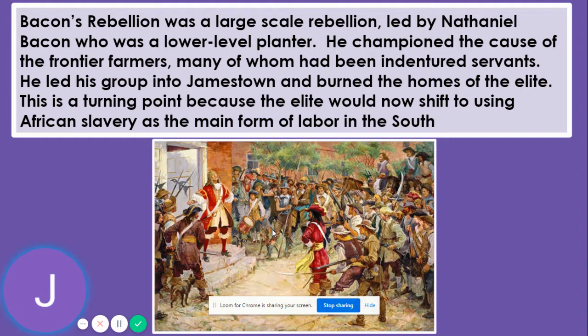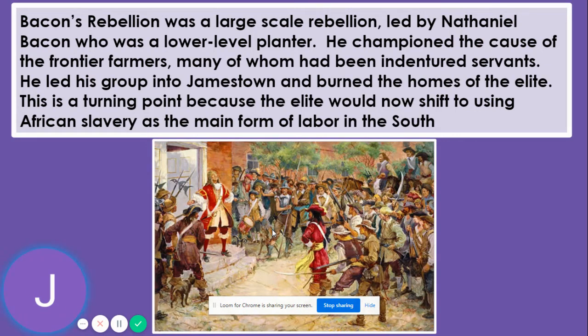Remember, even though sometimes we think of all these plantation owners as being really wealthy and rich, we need to remember that even going back to the earliest days of America, there were many very poor white farmers. Okay? Just keep that in mind. Now, he championed the cause of the frontier farmers, and many of those people on the frontier had been indentured servants at one time.